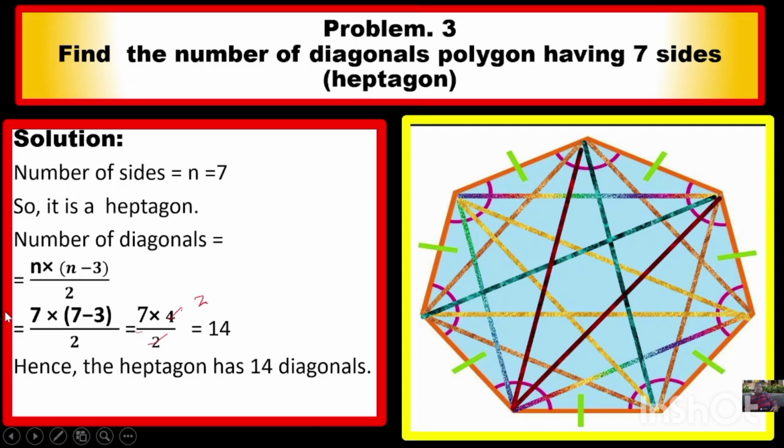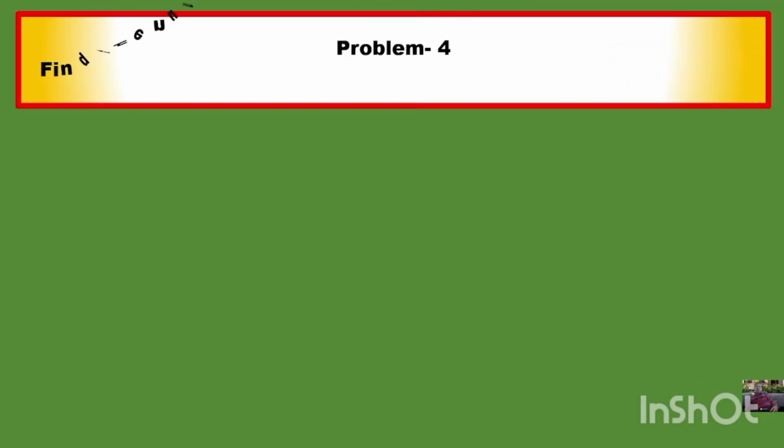Okay, and you see the interesting fact, 7 minus 3 is 4. At every corner and every vertex there are 4 diagonals, 1, 2, 3, 4. Okay, 1, 2, 3, 4, right? Okay, let's move to another question here.